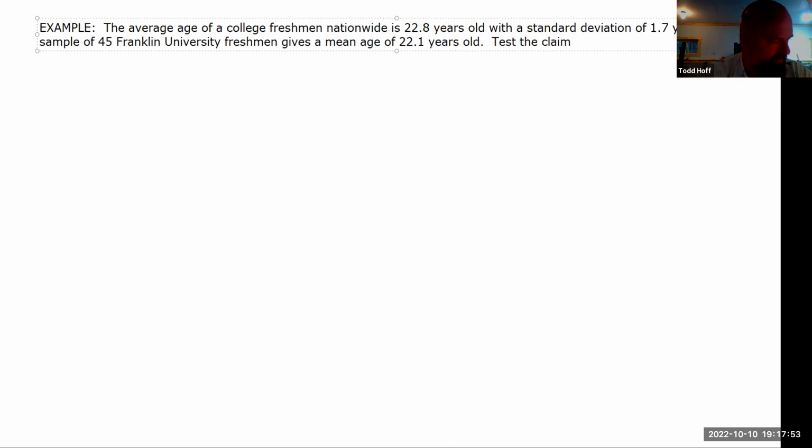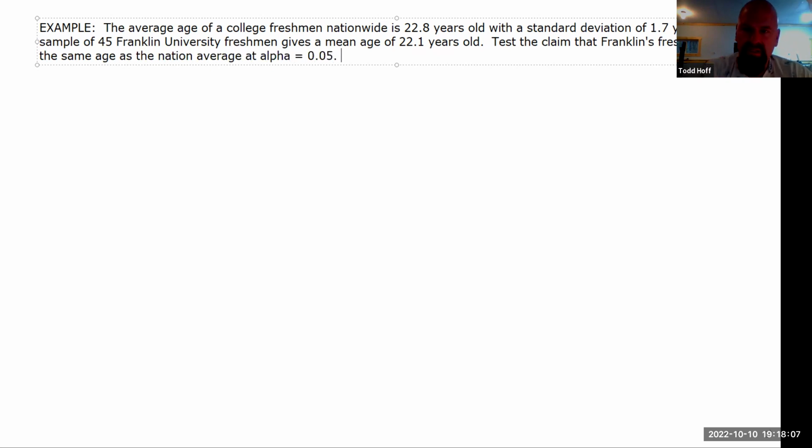Test the claim that Franklin's freshmen are the same age as the national average at alpha equals 0.05. Okay, I see someone in the chat here. Let me check that out. Okay, so this test statistic will be totally different from a probability. The probability actually comes into the p-value. So let's take a peek here.